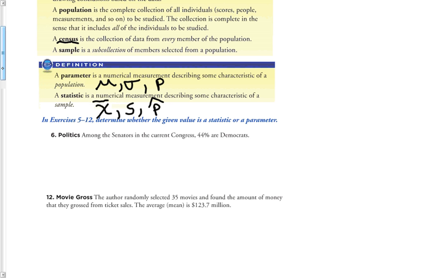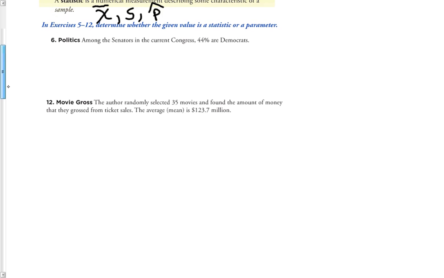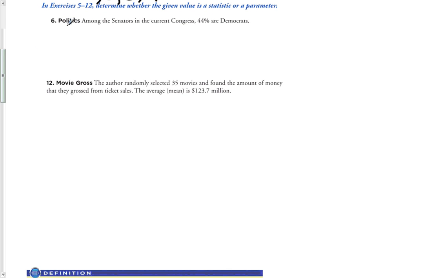So let's take a look at these examples here to see if we can distinguish between populations and population parameters and sample statistics. It says in exercises 5 through 12, determine whether the given value is a statistic or a parameter. Well, it would be a statistic if it comes from only a sample. It would be a parameter if it comes from the entire population.